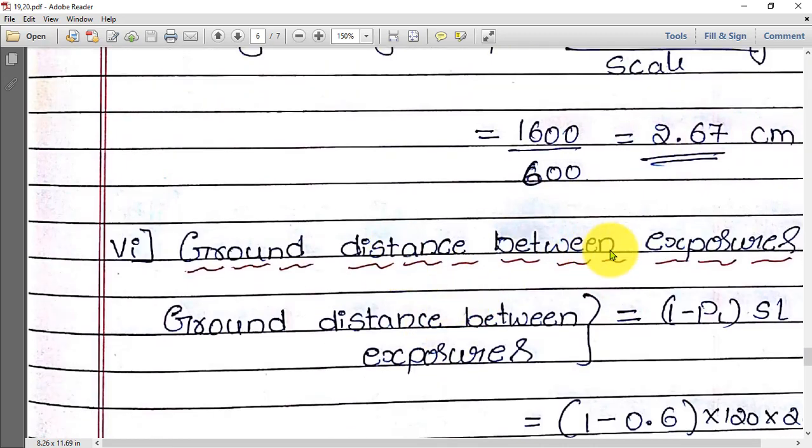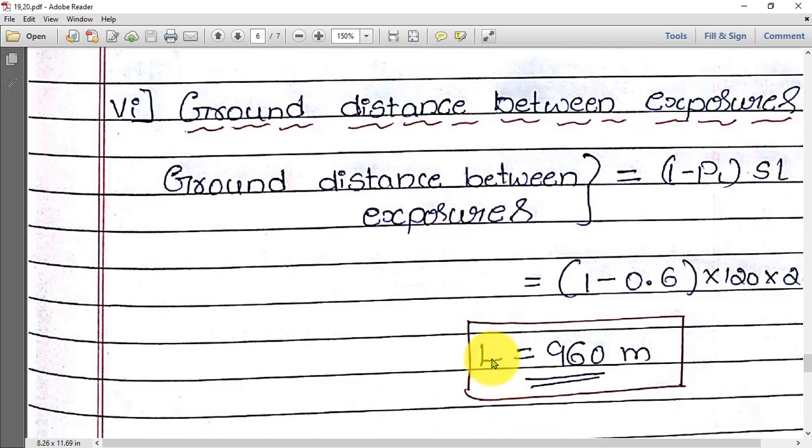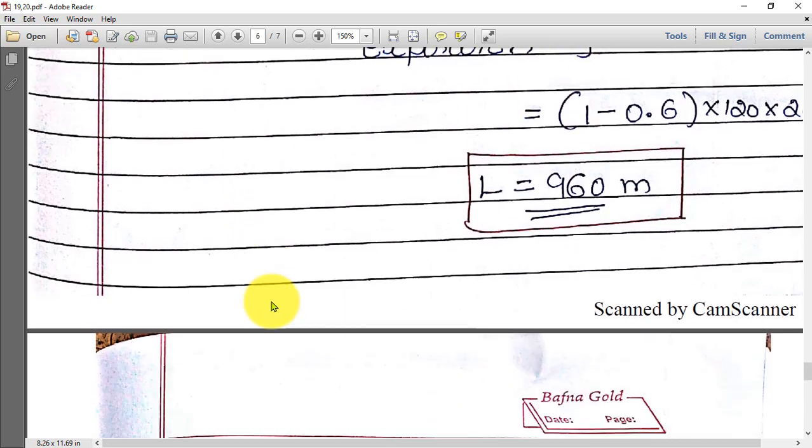Now question number 6. Ground distance between exposures. Ground distance between exposures is given by (1 minus PL) into SL. This is nothing but capital L only. So PL is 0.6, S is 120, L is 2. Okay. Therefore L is equal to 960 meter. This 960 meter is the ground distance between exposures.